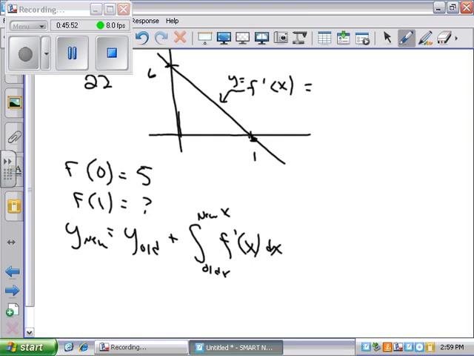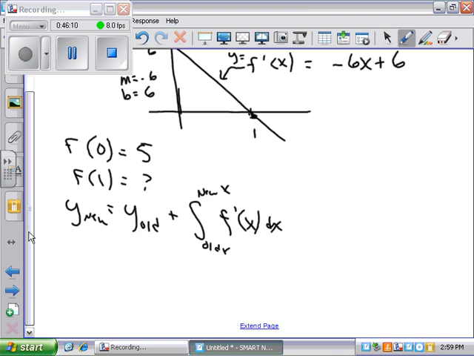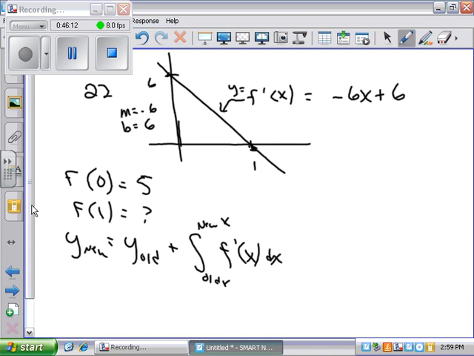You could write the coordinates of these points and do change of y's over change of x's. But the slope of that line is negative 6, and the y-intercept is 6. So the equation for this line is negative 6x plus 6. Could you just find the area under the curve? That is even better, because that's what this equals. The definite integral from 0 to 1 is just the area of that.